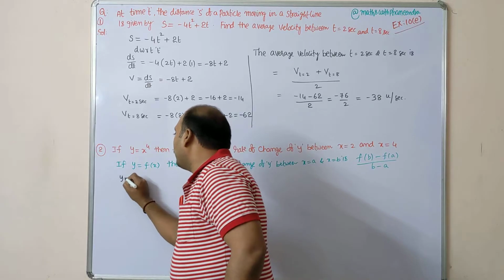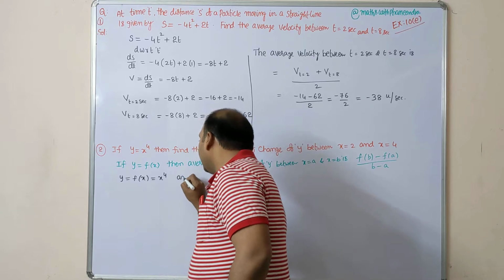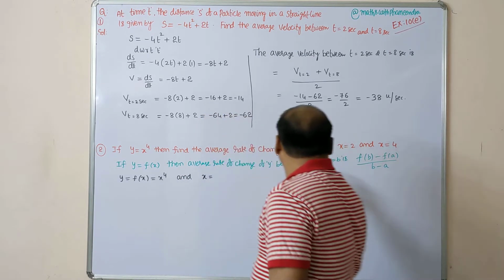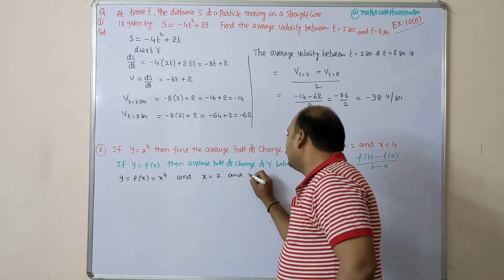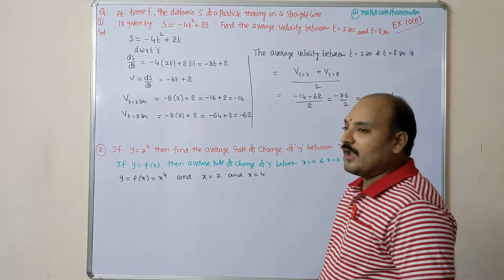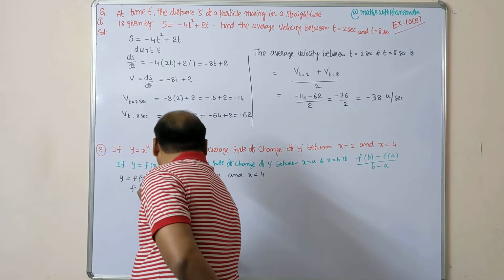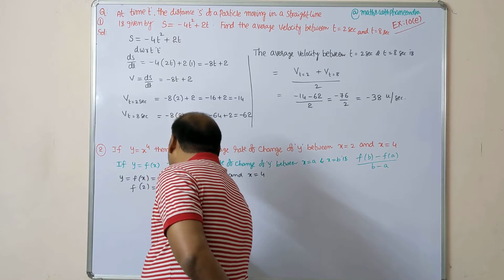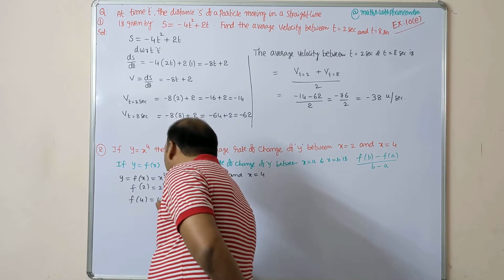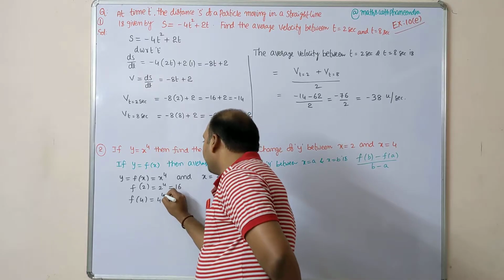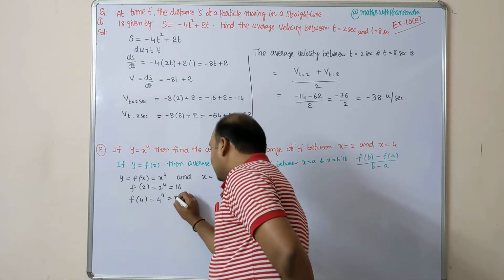So y equal to f of x equal to x power 4, and x is equal to 2, that means a value 2, and x is equal to 4. Find out f of b and f of a. So f of 2 equal to 2 power 4, that is equal to 16. F of 4 is equal to 4 power 4, that is equal to how much? 4 power 4, 4 square is 16, 16 times 16 is 256.